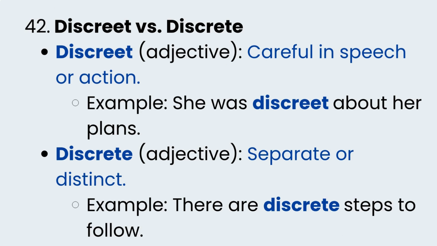42. Discreet versus discrete. Discreet, adjective, careful in speech or action. Example: she was discreet about her plans. Discrete, adjective, separate or distinct. Example: there are discrete steps to follow.